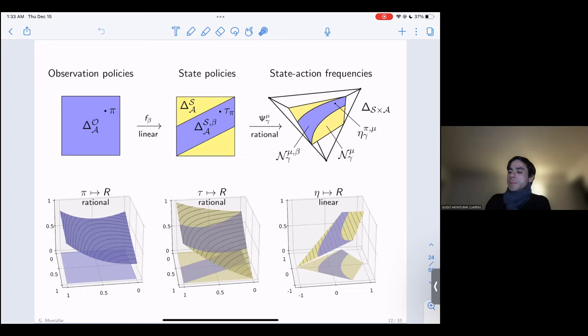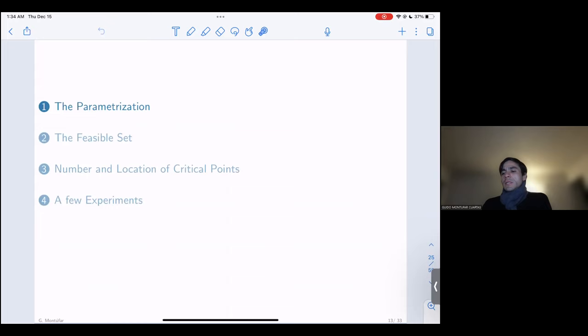All right, so I want to tell you a little bit about the parametrization and then this feasible set and the number and location of critical points.